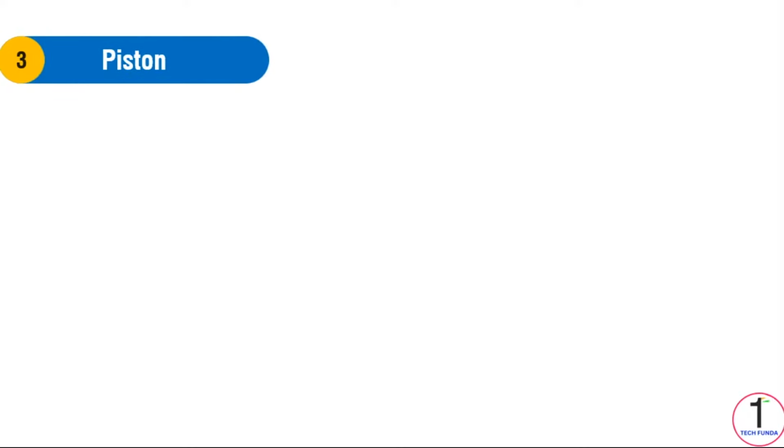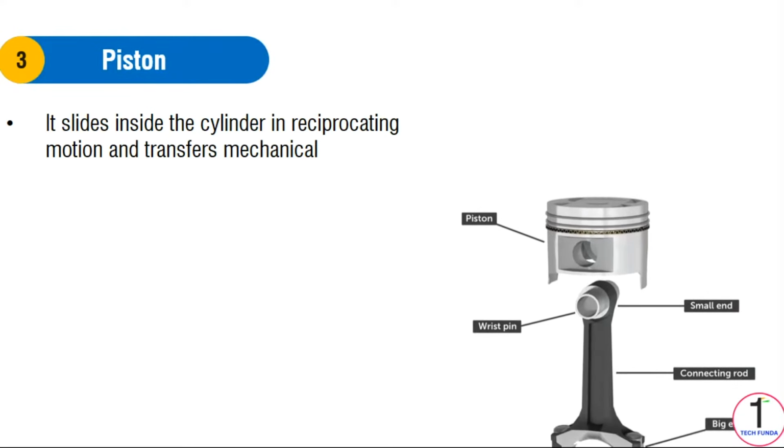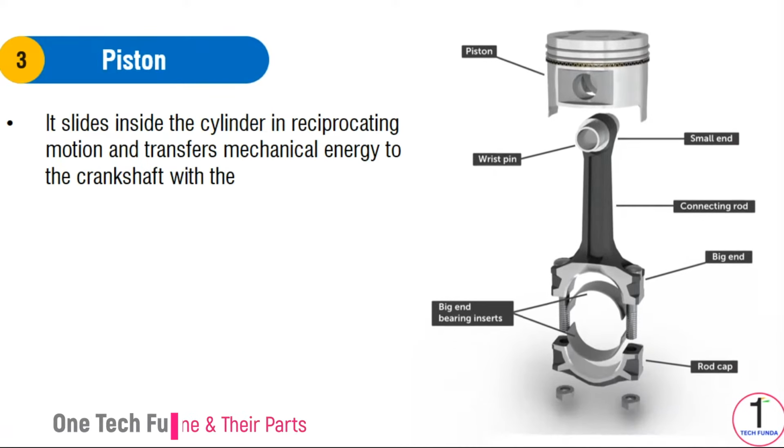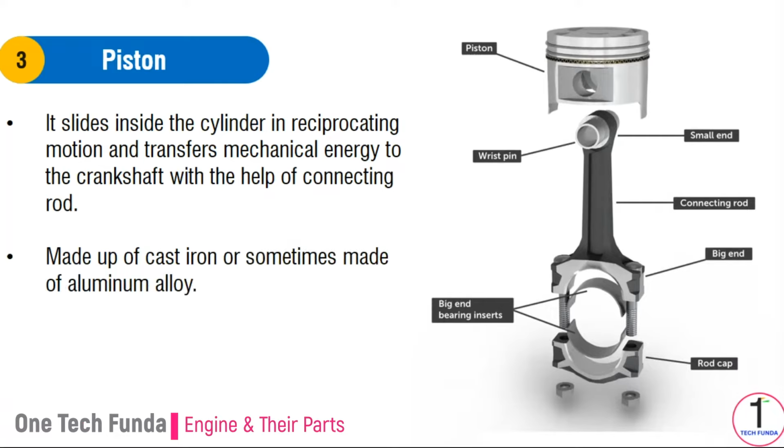Number 3. Piston. A piston slides inside the cylinder in reciprocating motion and transfers mechanical energy to the crankshaft with the help of the connecting rod. The piston is designed in such a way that it is strong, light, and sufficient to handle the pressure and temperature which is generated after the combustion of fuel. The piston is made of cast iron or sometimes aluminum alloy.